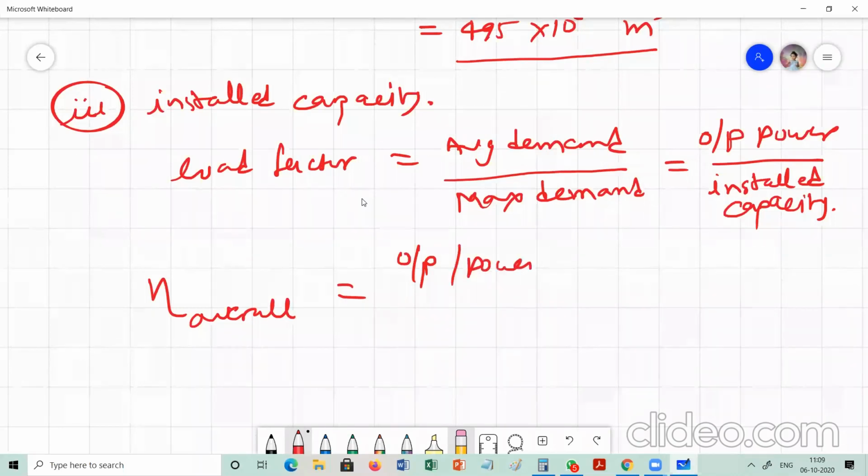Eta overall is equal to output power divided by input power. Here they have given the discharge, which means whenever the discharge or runoff is given, we calculate power. So here we are calculating the input power, and using the given value of efficiency, we can calculate output power. Once you calculate output power, using the formula of load factor we can calculate installed capacity. This part we have covered in earlier lectures. Okay, so we will stop.